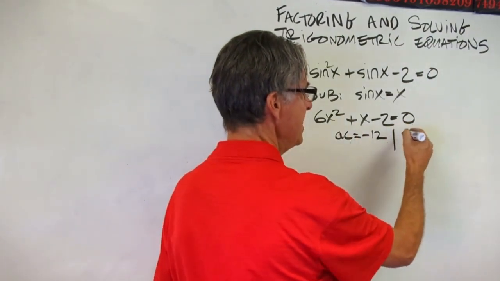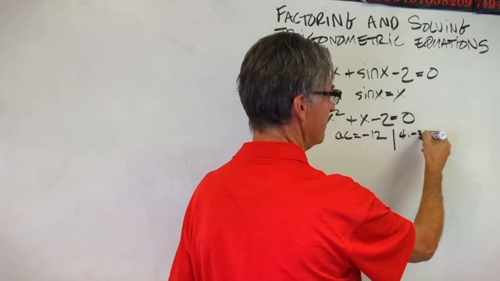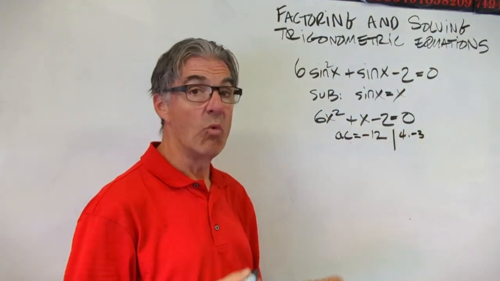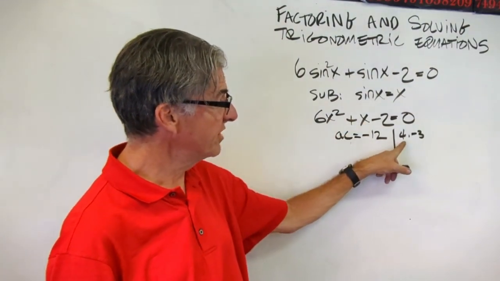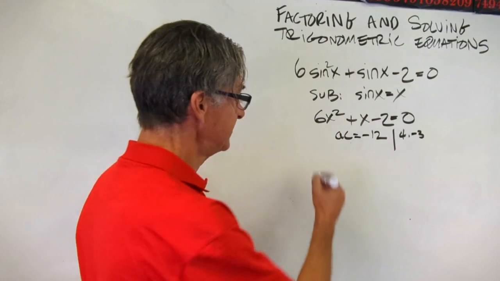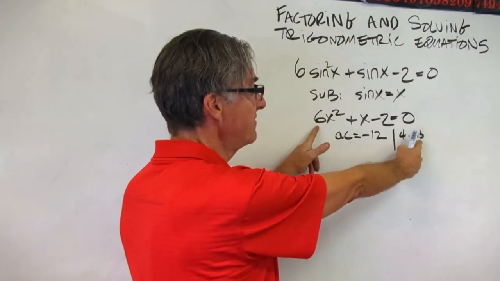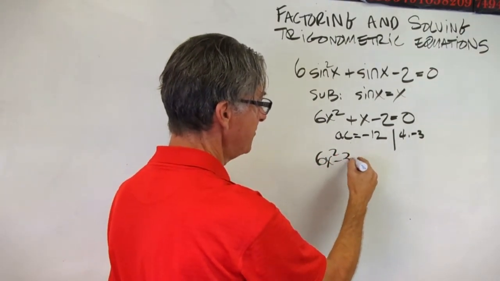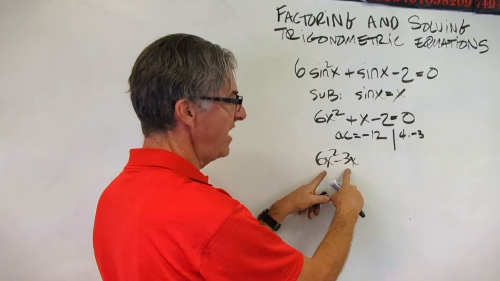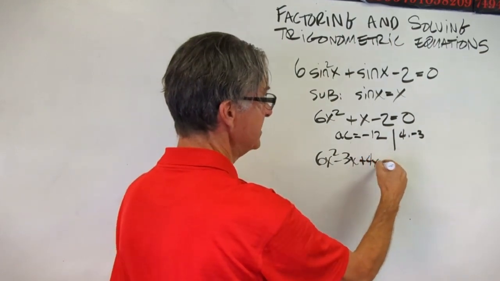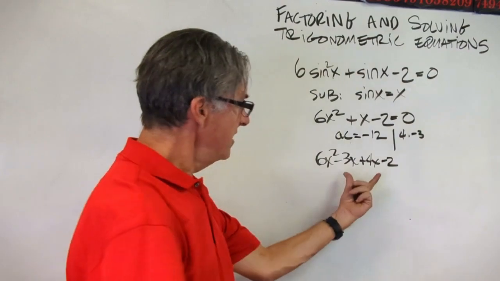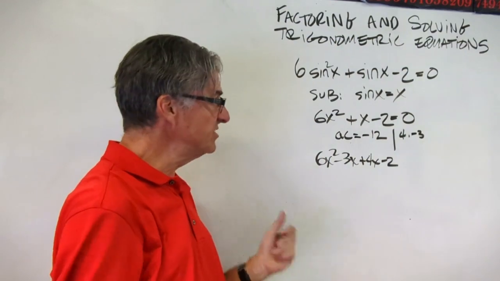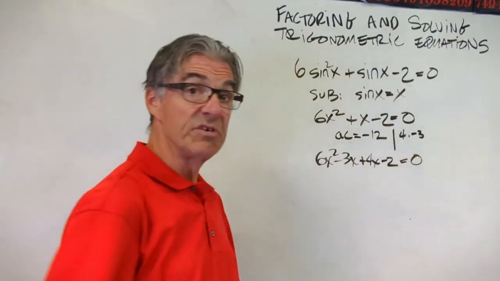Those are going to be 4 and negative 3. 4 times negative 3 is negative 12. 4 plus negative 3 is positive 1. I'm just going to split this middle term using 4 and negative 3, and it'll look like this. I like it that the 3 and the 6 have common factors, so I'm going to put it like so. Here's my 6x squared minus the 3x, because these have nice common factors. Then I have my plus 4x, and finally my minus 2. So minus 3x plus 4x is the same as plus x. I've just split it up, so I haven't really changed my equation. Bring down my equals 0.